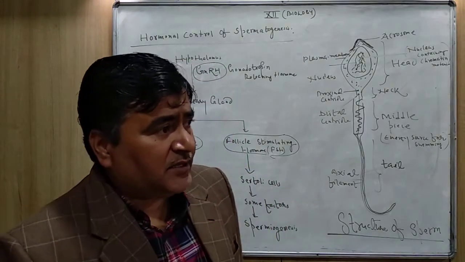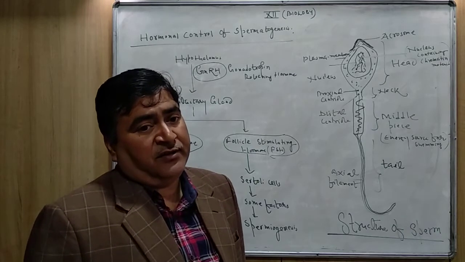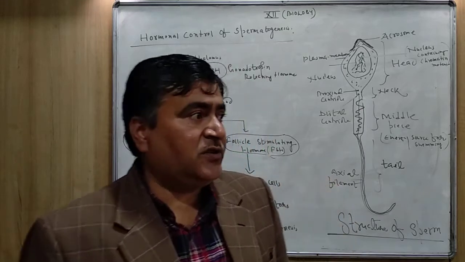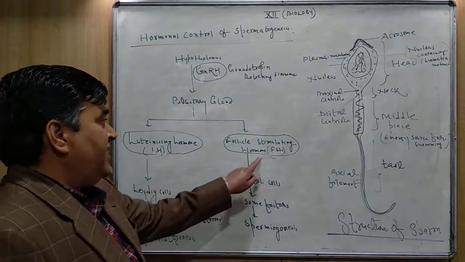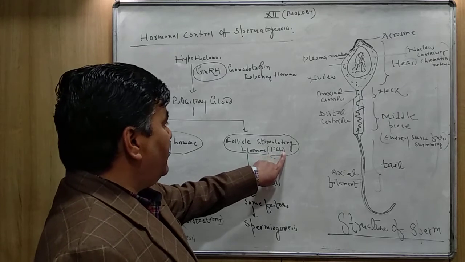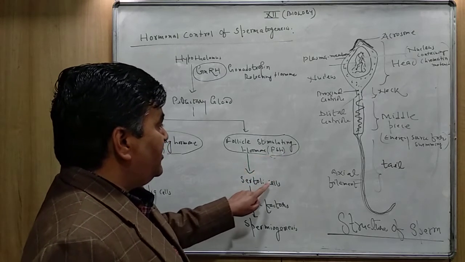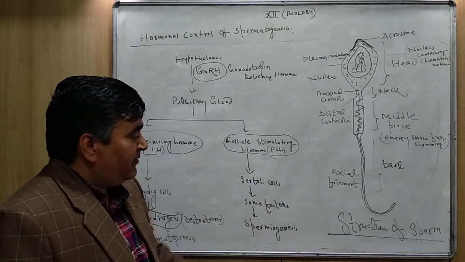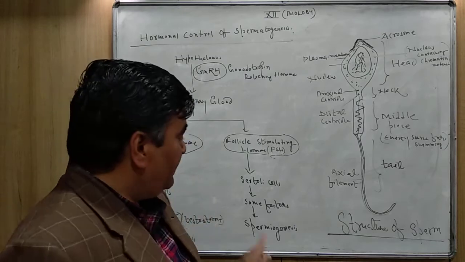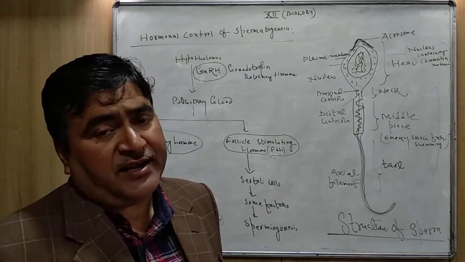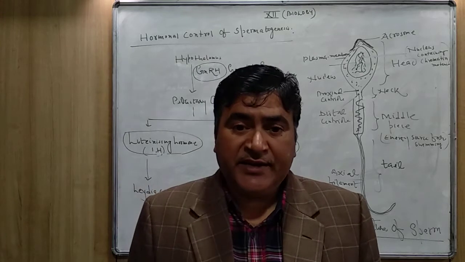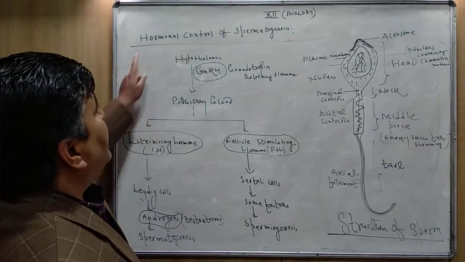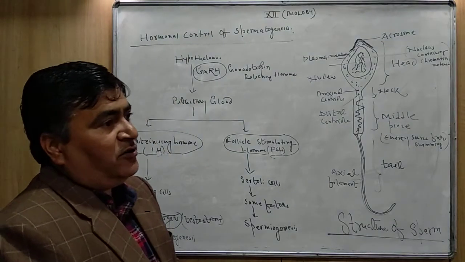This means the testosterone helps in the process of spermatogenesis, as well as controls other male characteristics. And here the follicle stimulating hormone stimulates the Sertoli cells present inside the testes, which release some factors, and these factors are responsible for spermiogenesis, that is the transformation of spermatids into spermatozoa. So that's all regarding the hormonal control of spermatogenesis.